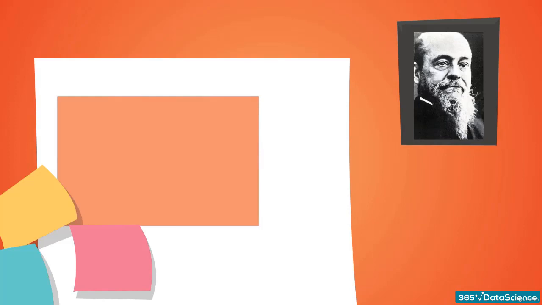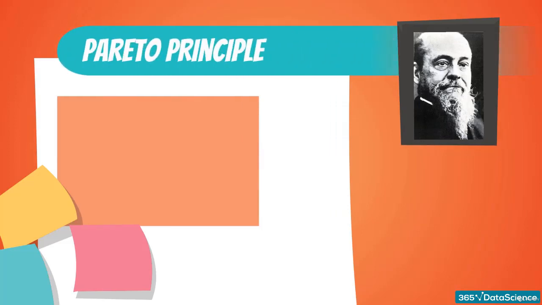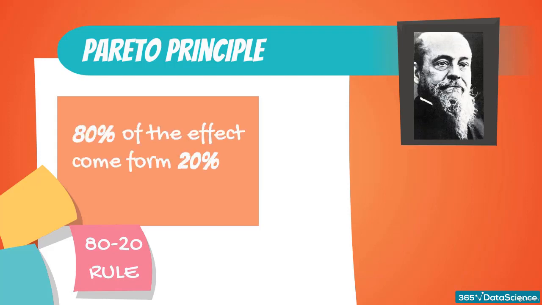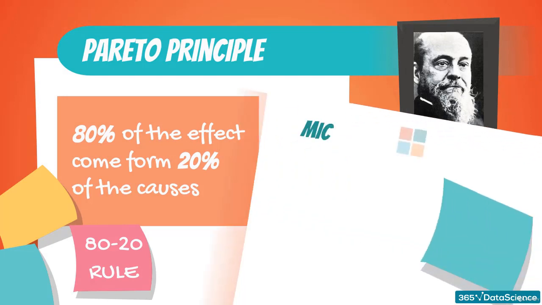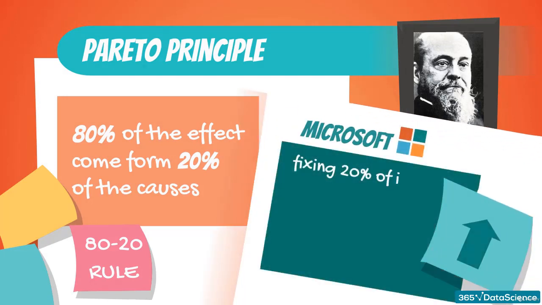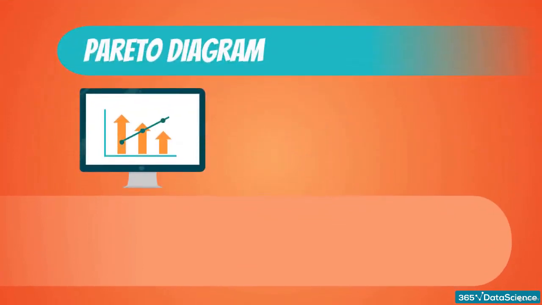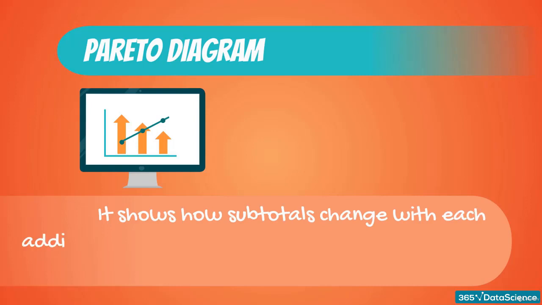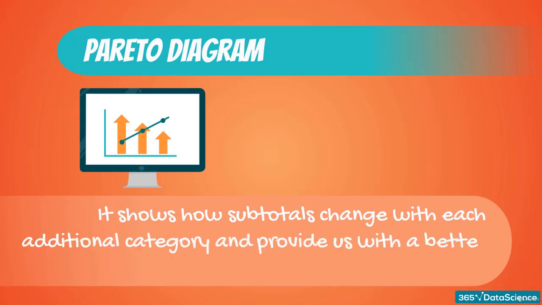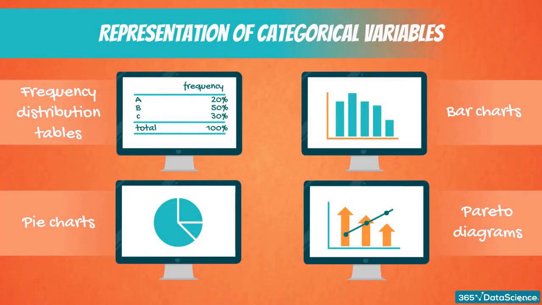You may have heard of another idea of his, the Pareto principle, also known as the 80-20 rule. It states that 80% of the effects come from 20% of the causes. A real-life example is a statement by Microsoft that by fixing 20% of its software bugs, they managed to solve 80% of the problems customers experienced. A Pareto diagram can reveal information like that. It is designed to show how subtotals change with each additional category and provide us with a better understanding of our data. Okay, these are the main ways in which we can visually represent categorical data.